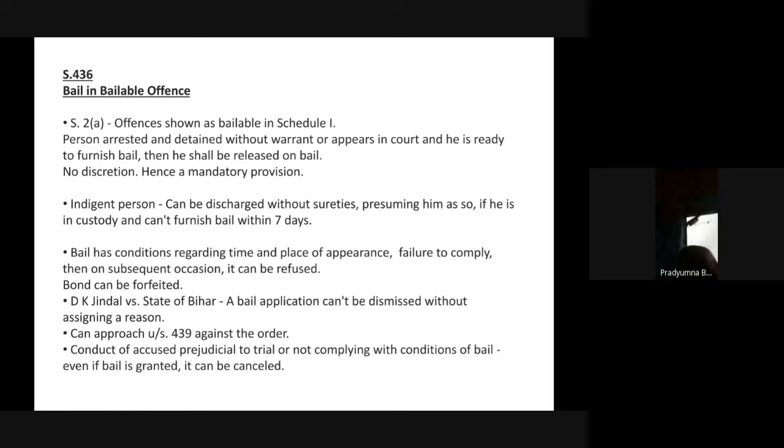Again, a bail has conditions regarding time and place of appearance, and if there is a failure to comply, then on a subsequent occasion, even if it is a bailable offence, bail can be refused. So there might be a question coming up: in what bailable offences can bail be rejected? So this would be the answer. If bail has conditions regarding time and place of appearance, and the person who has been offered bail fails to comply with the same, then on a subsequent occasion it can be refused, and his bond can be forfeited.